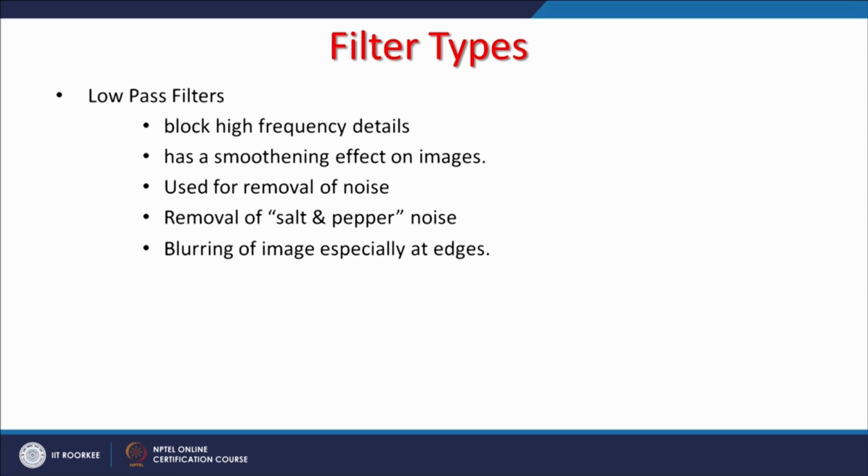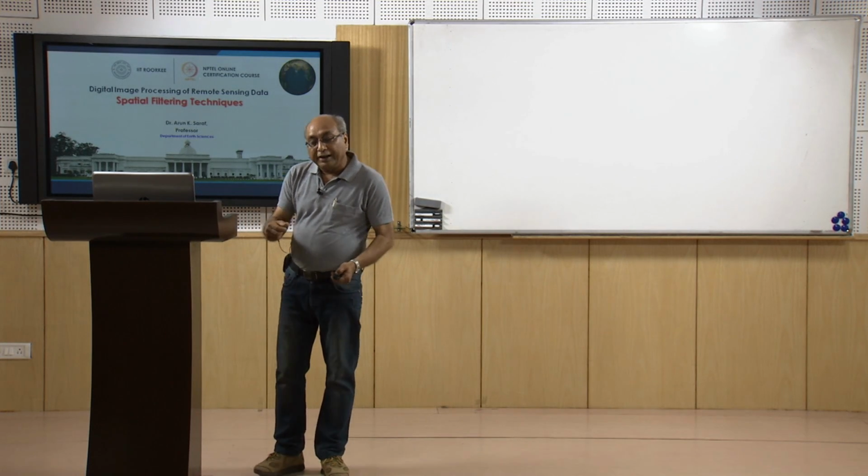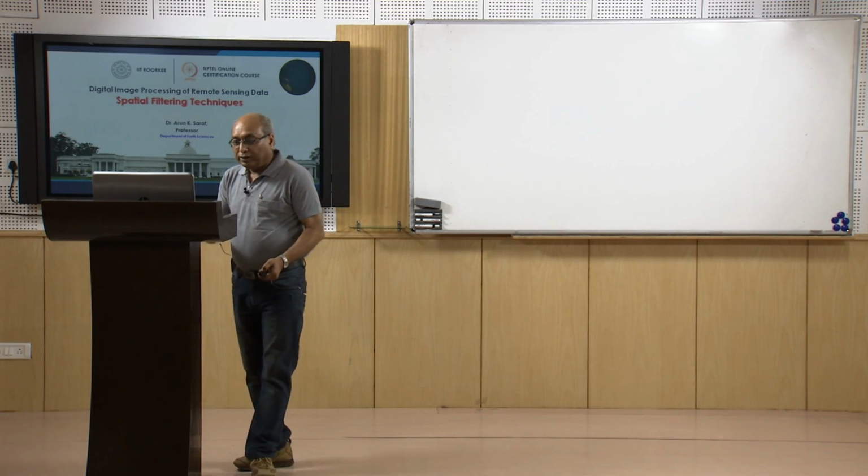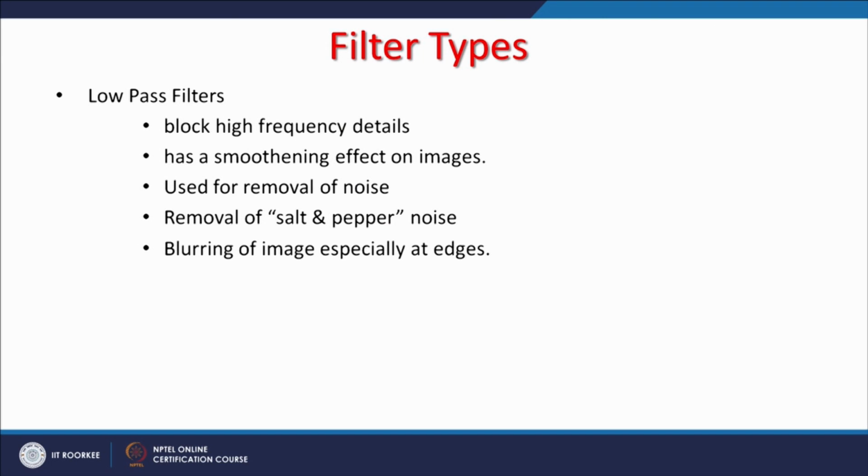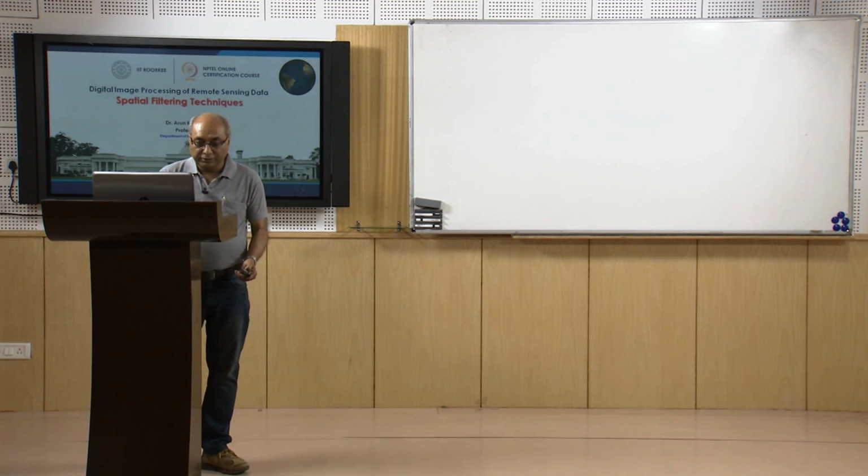Salt and pepper means that every alternate pixel has a sparkle kind of appearance. One is dark, one is light, one is dark, light. That is why it is called salt and pepper. And blurring of the image, especially at the edges, will definitely create a one-pixel problem on the edges of the image.